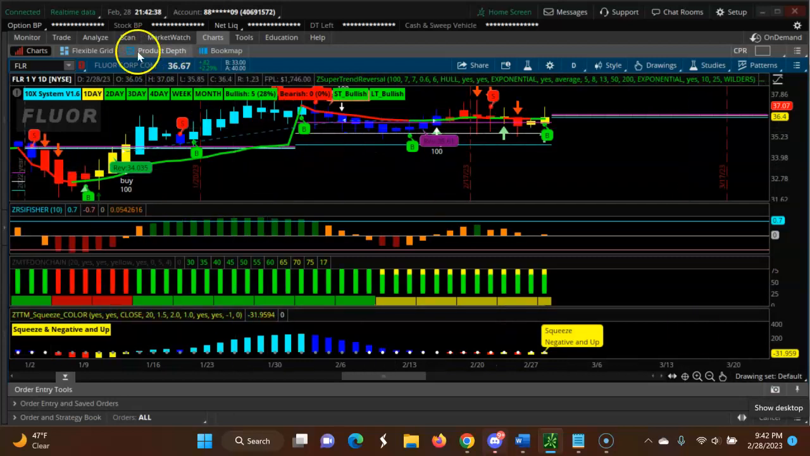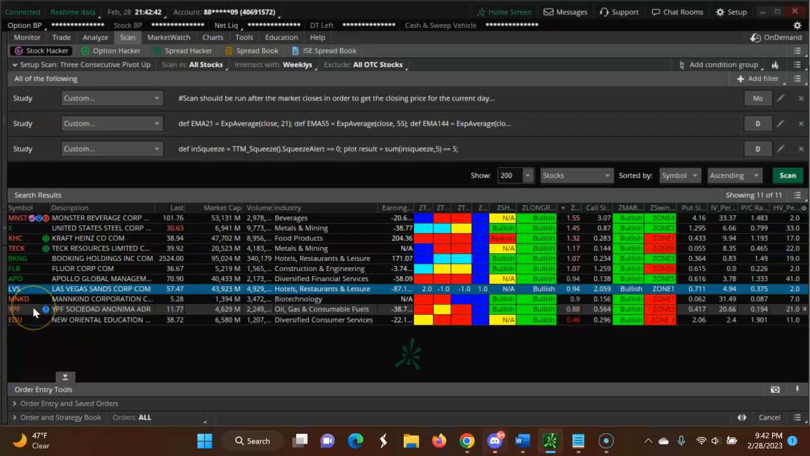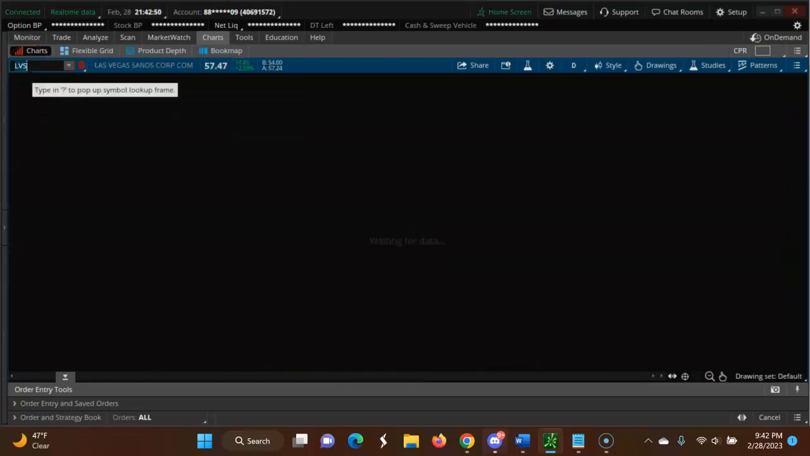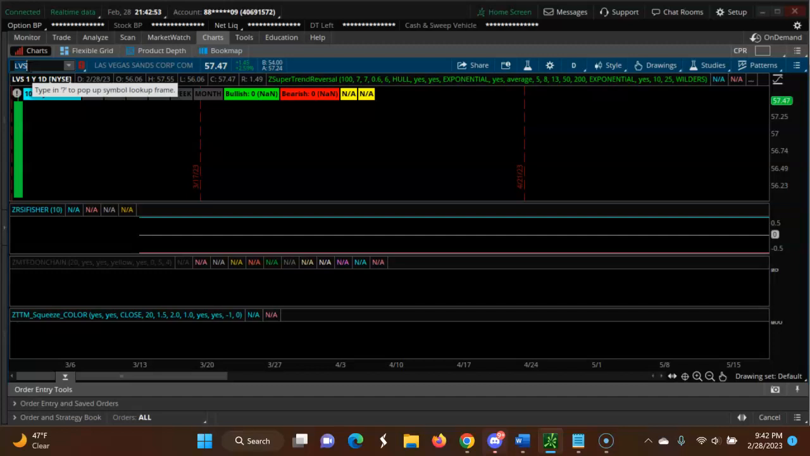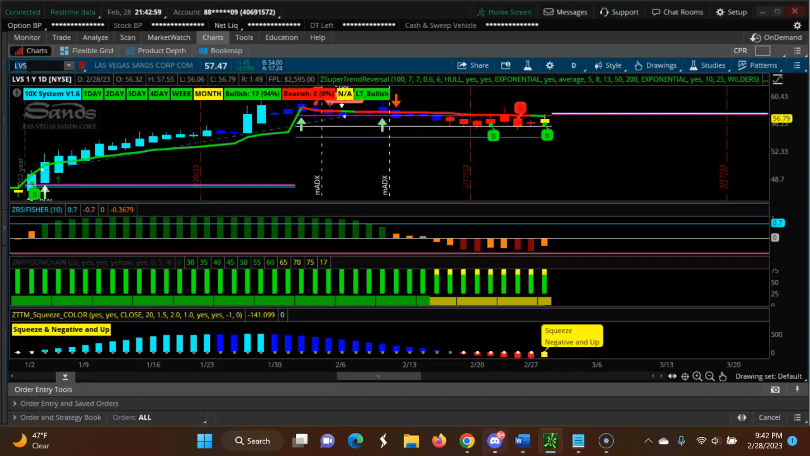Okay. Next one is LVS, Las Vegas Sands. Okay, Las Vegas also is turning up. Okay, LVS. So these are the stocks you can look for bullish trend. Okay, based on the monthly CPR.